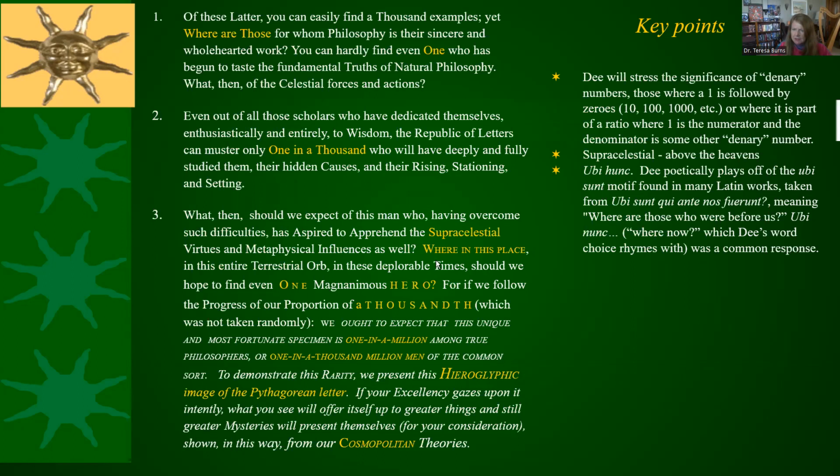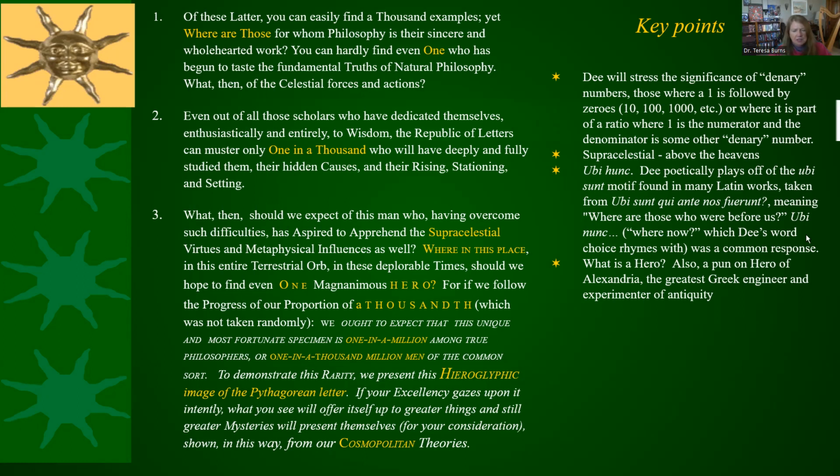So when Dee writes here, ubi hunc, it's going to rhyme with the usual answer, ubi nunc, where are they now? And the implicit answer is they're gone. They're not here anymore. So Dee is also implicitly saying, but wait, there is someone, I'm here. He is offering to be, or says he is, that one magnanimous hero. And hero, you know, you can get into a whole thing of what is a hero, but it's also an allusion to the name of a famous hero, Hero of Alexandria, who's the greatest Greek engineer and experimenter of antiquity.